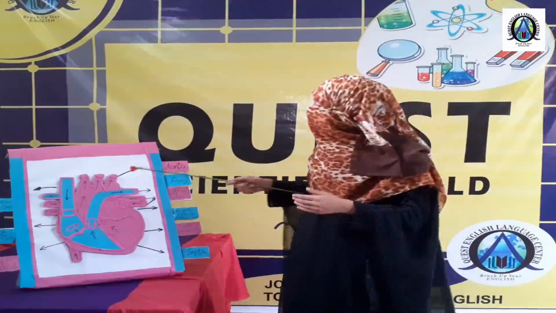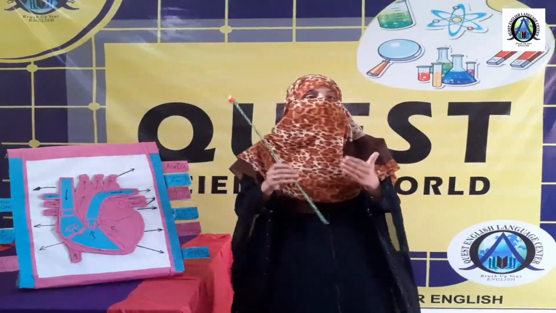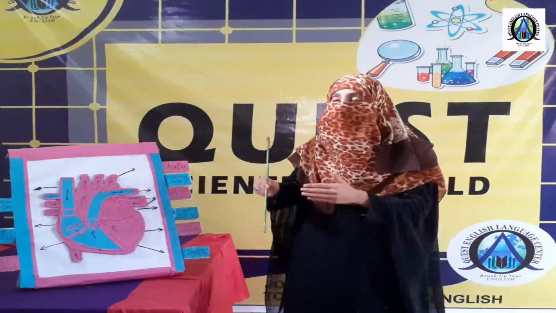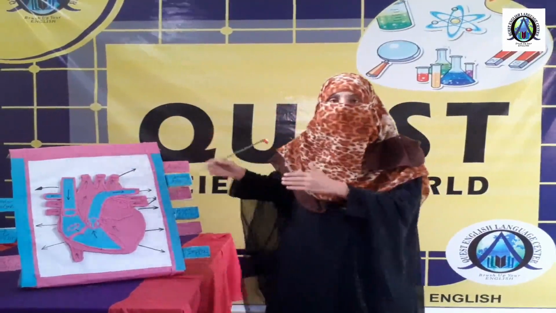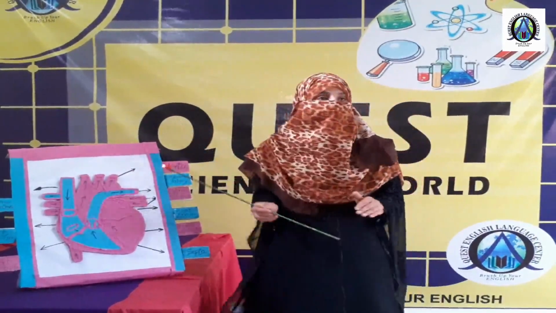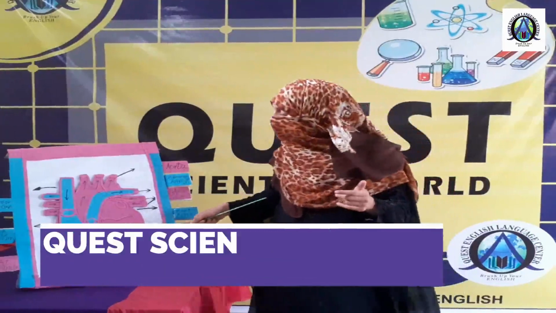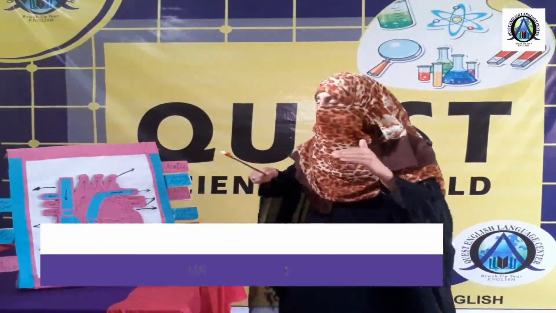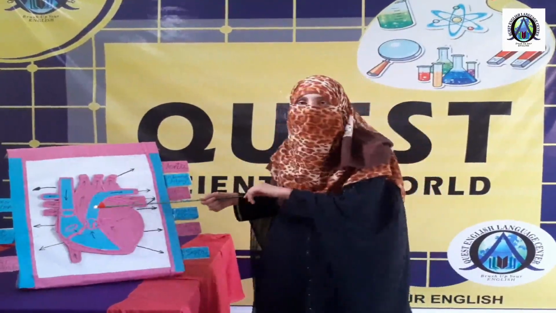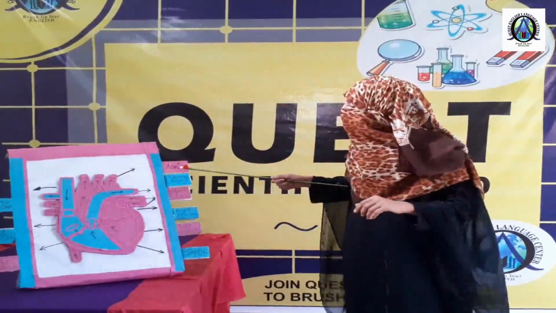The function of the superior vena cava is that it carries deoxygenated blood from the upper regions of the body and brings it into the right atrium, while the inferior vena cava carries deoxygenated blood from the lower regions of the body and brings it into the right atrium.